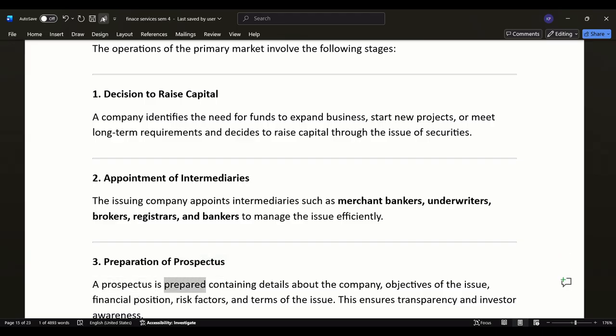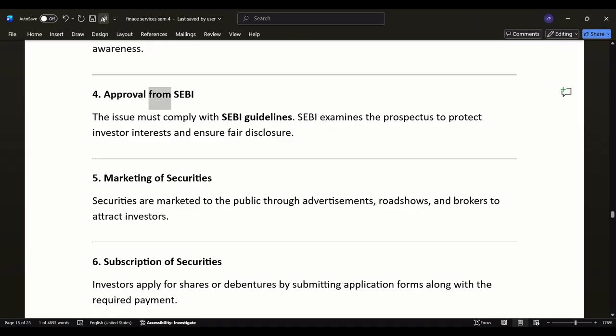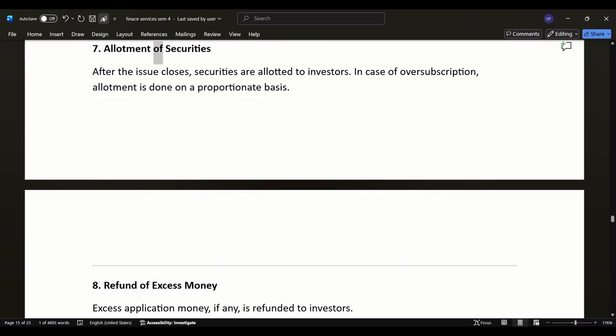A prospectus is prepared containing details about the company, objectives of the issue, financial position, risk factors, and terms of the issue. This ensures transparency and investor awareness. 4. Approval from SEBI. The issue must comply with SEBI guidelines. SEBI examines the prospectus to protect investor interests and ensure fair disclosure. 5. Marketing of securities. Securities are marketed to the public through advertisements, roadshows, and brokers to attract investors. 6. Subscription of securities. Investors apply for shares or debentures by submitting application forms along with the required payment. 7. Allotment of securities.